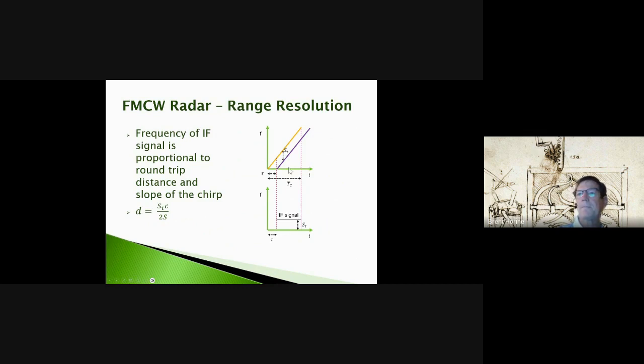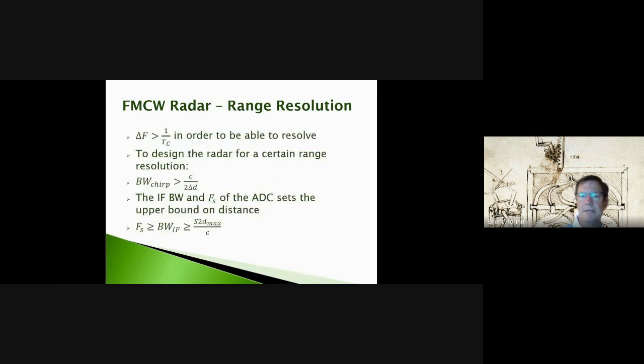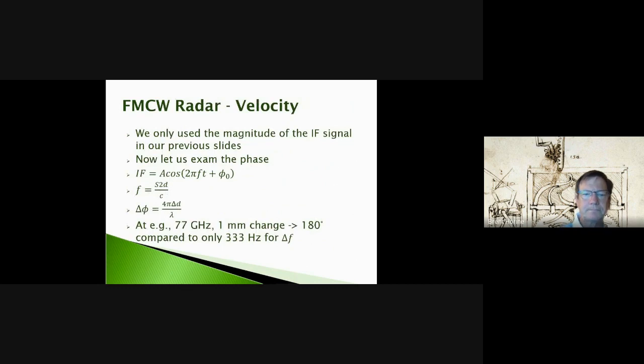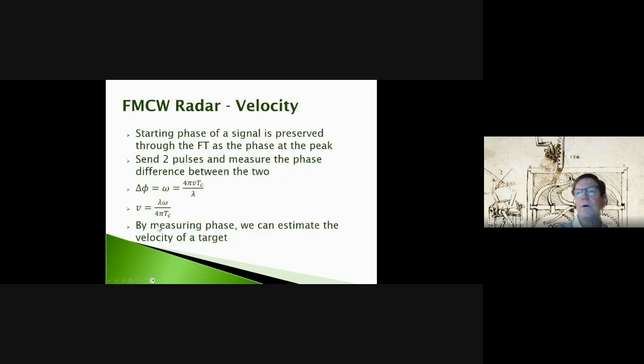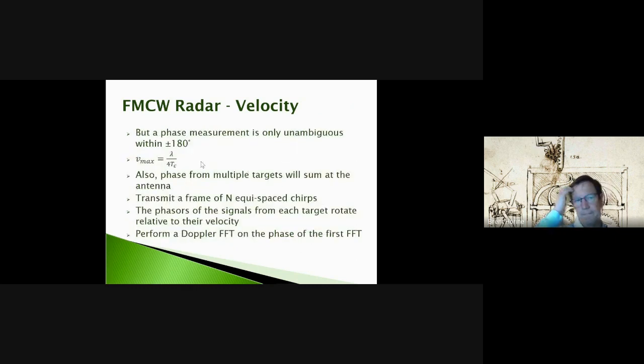So you've got to decide whether that's realistic or not, but it's awfully close, right? All right, so by measuring phase, we can estimate the velocity of a target, right? We do that over two successive pulses of this chirp. But as I hinted, phase measurement is only unambiguous within plus or minus 180 degrees. So if you've moved more than a wavelength, you're going to wrap your phase around.